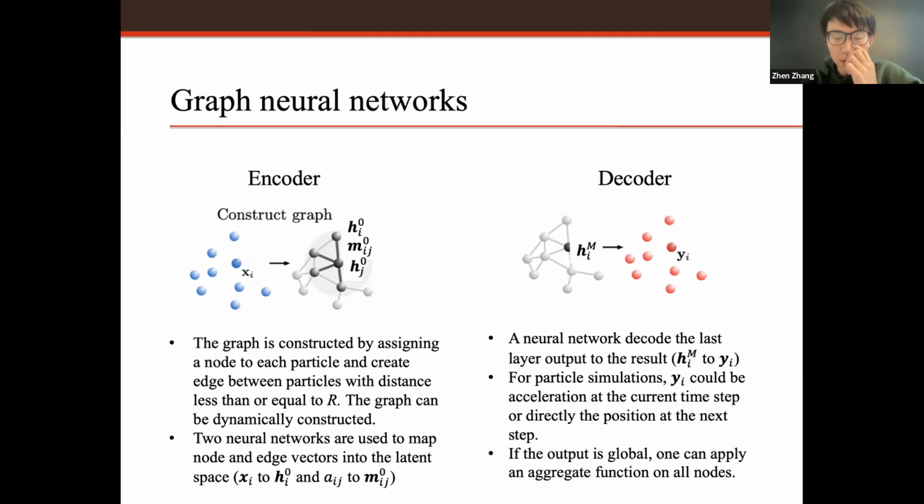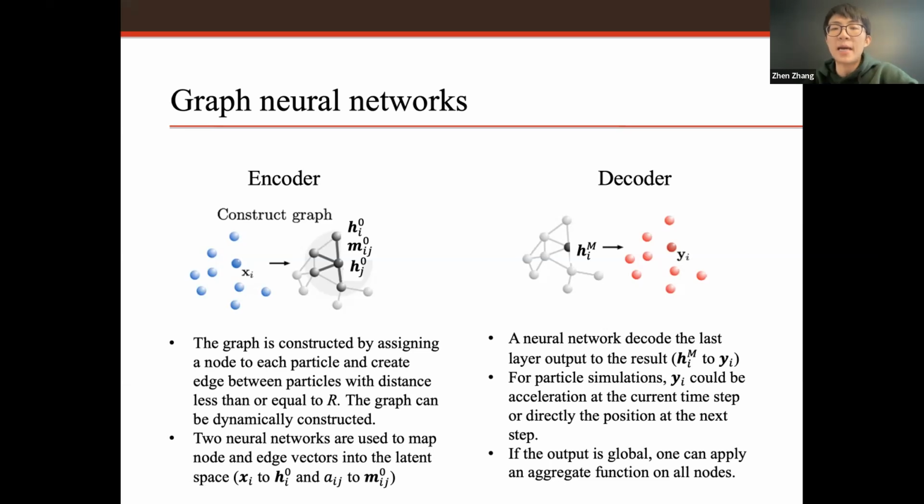These graph networks can not only be used for particle simulations, they can also be used for other tasks. For example, if you want to make predictions whose output is global, say you have an input which is the positional information of a molecule and you want to predict its chemical properties, so you don't want to predict the motion in the next time step, you want to predict something global like the chemical properties, you can simply apply an aggregate function on all nodes to give you a global feature, use that as the final output, and design a loss function.